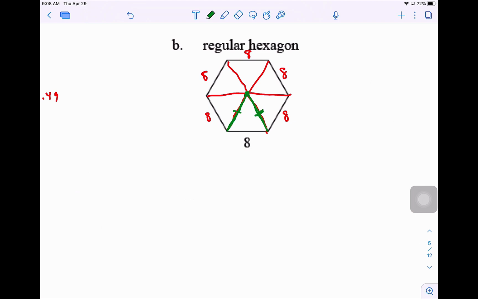So here's the question then. Now what? What did you do next, Jordan? I thought they were both 8, so I turned it into a right triangle. I split it into 2. So you split this right here next? Yeah. Okay.